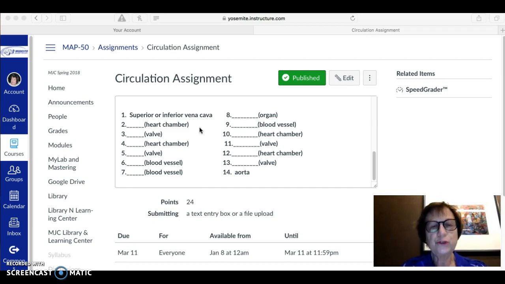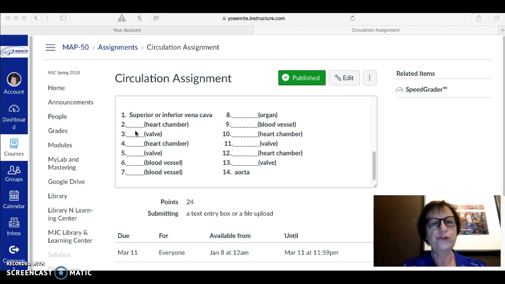I ask you to trace a drop of blood starting with the superior or inferior vena cava. Both blood vessels will empty into a heart chamber. And so I'm giving you hints here in parentheses as to what kind of structure I want. So here it's a heart chamber.